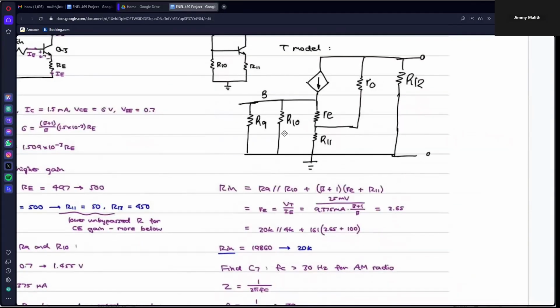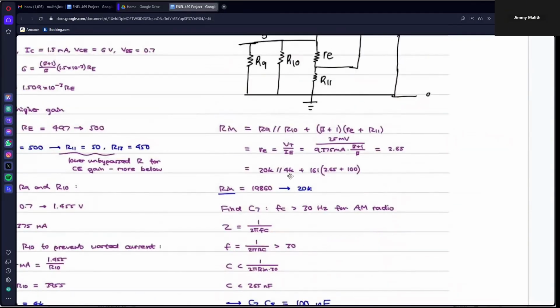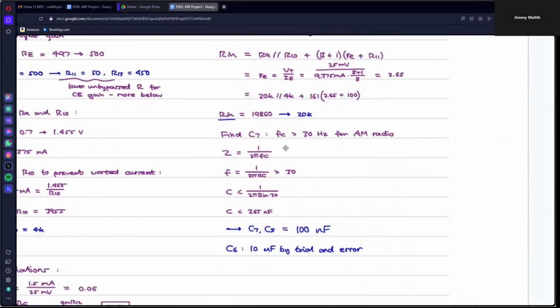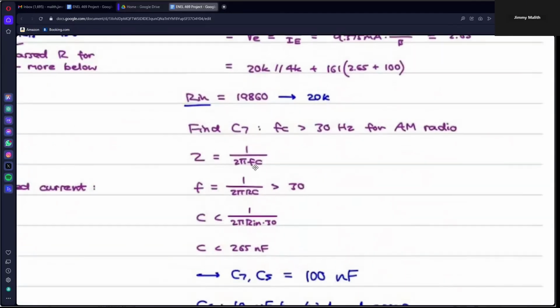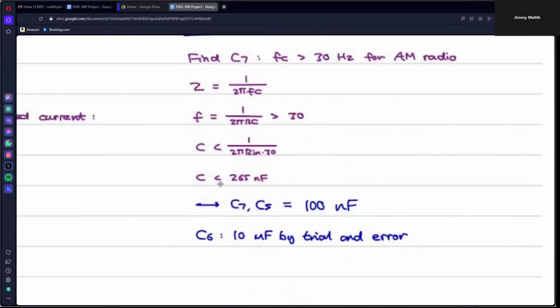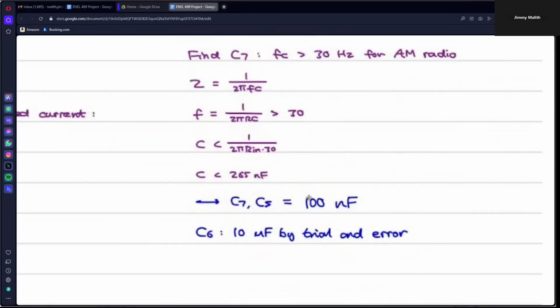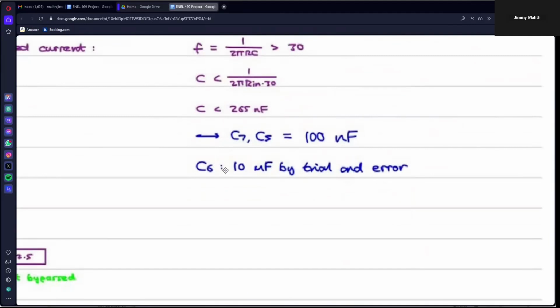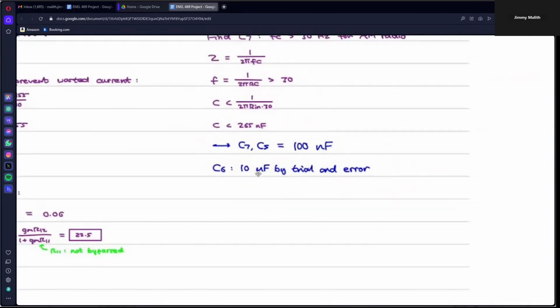We used the T model, and then we found Rin looking into the base of the circuit, and we found 20K. And we used that in our capacitance calculations here. So we said fc is greater than 30 hertz for AM radio. So we got our capacitor as less than 265 nanofarads, so we decided to pick 100 nanofarads. And for our bypass capacitor, we picked 10 microfarads using trial and error.